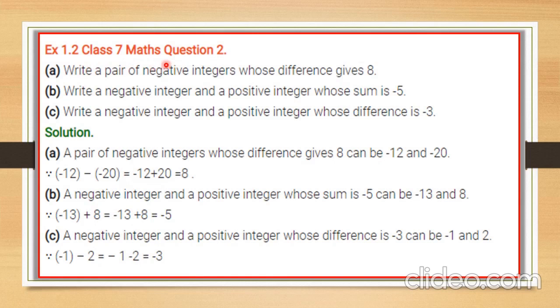So in question number 2, there are also 3 questions. A, write a pair of negative integers whose difference gives 8. B, write a negative integer and a positive integer whose sum is -5. C, write a negative integer and a positive integer whose difference is -3.